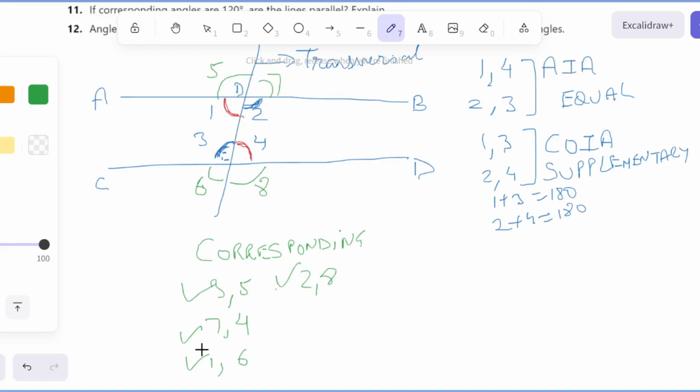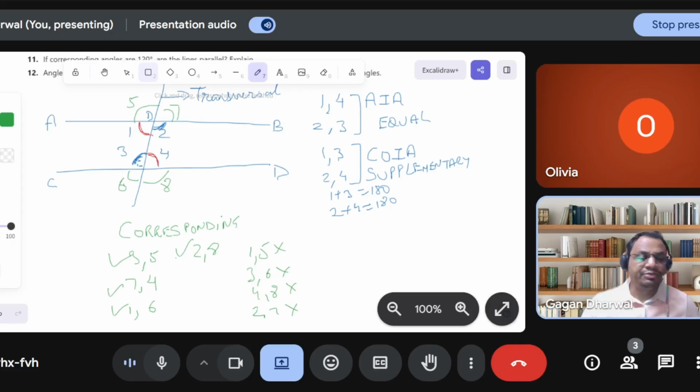Because all these I'm saying are not just next to each other. It cannot be 1 5, cannot be 3 6, cannot be 4 8, cannot be 2 7, right? Because they are forming a linear pair. Okay, so corresponding angles, what are the two conditions? One has to be outside the parallel lines and one has to be inside the parallel lines. Number two, they shouldn't be linear, meaning they shouldn't be lying just next to each other.